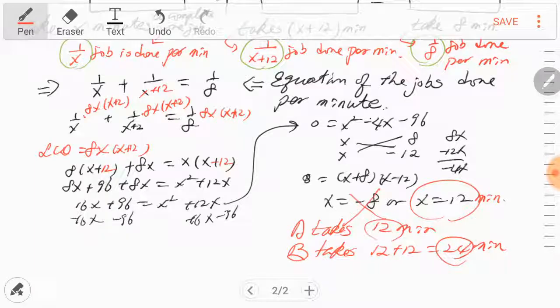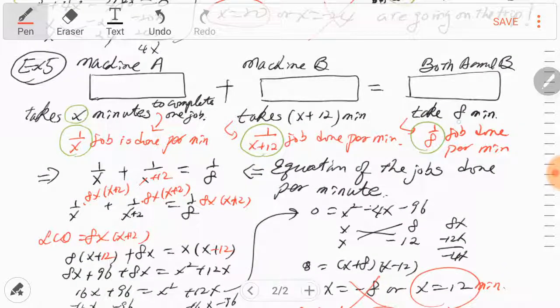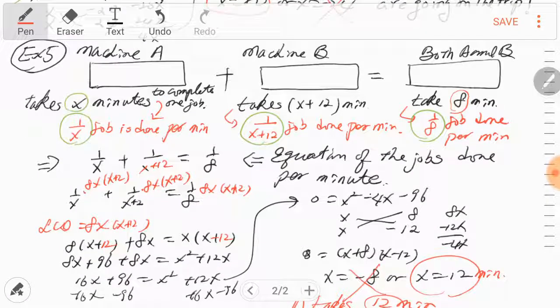Okay. If both work, it's given 8 minutes. So in this case, when you write an equation related to the work rate problem, then we set up an equation based on the number of jobs done per minute. So this is equal to 1 over the number of minutes. 1 over the number of minutes is the number of jobs done per minute.